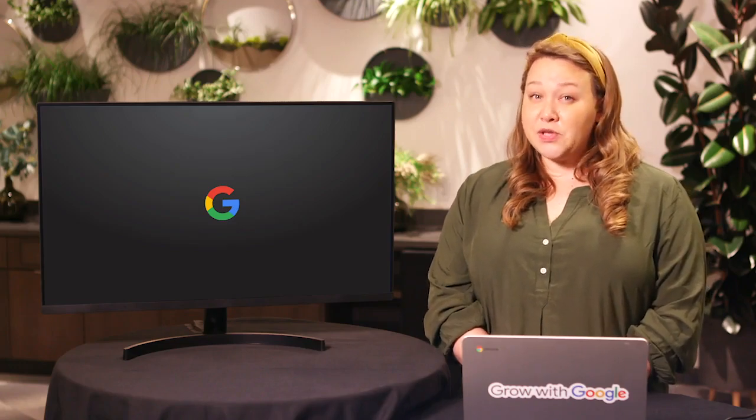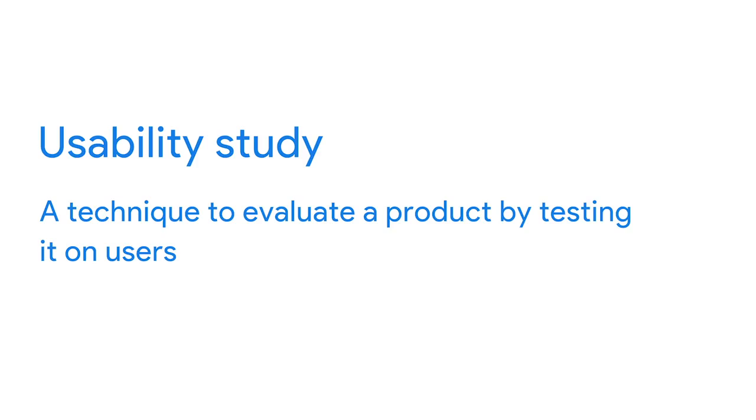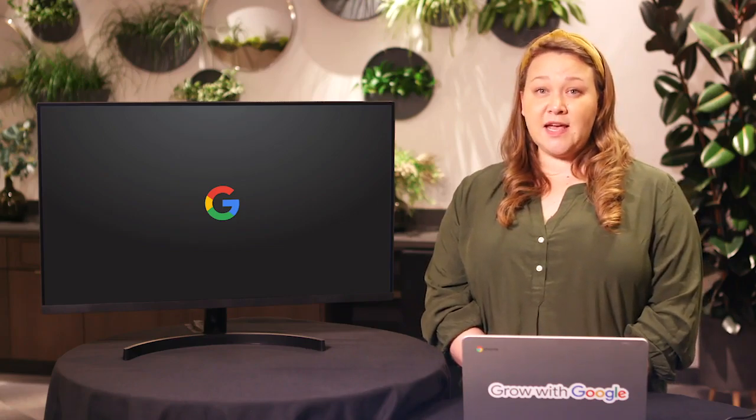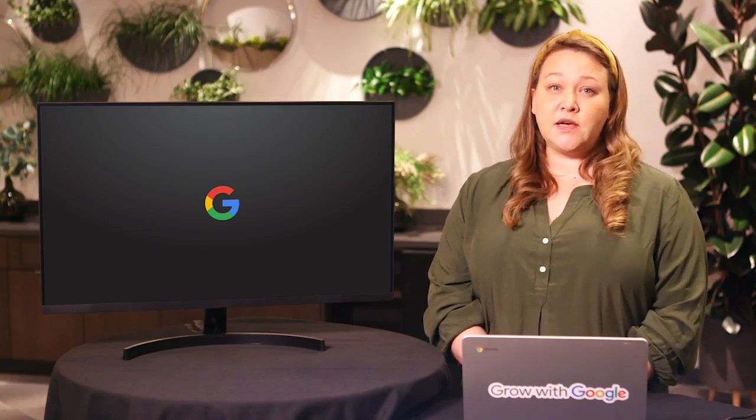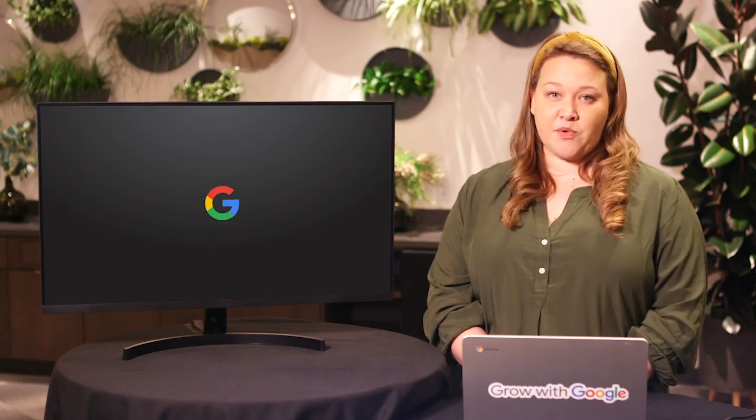Finally, let's talk about usability studies. Usability studies are a technique that help us evaluate a product by testing it on users. The goal of a usability study is to identify pain points that the user experiences with different prototypes, so the issues can be fixed before the final product launches. During a usability study, you get a chance to see how your end users interact with your new product or feature, and afterwards you can interview the users to learn more about their experience. The usability study data is then used to improve the UX of the design.